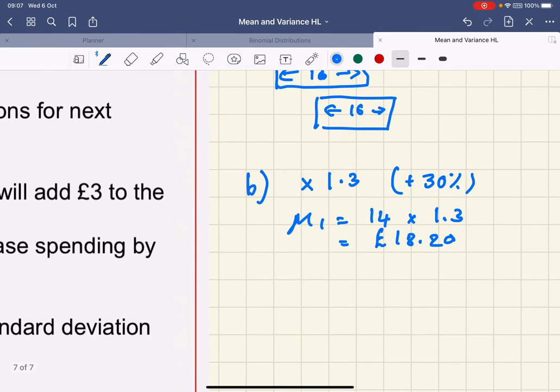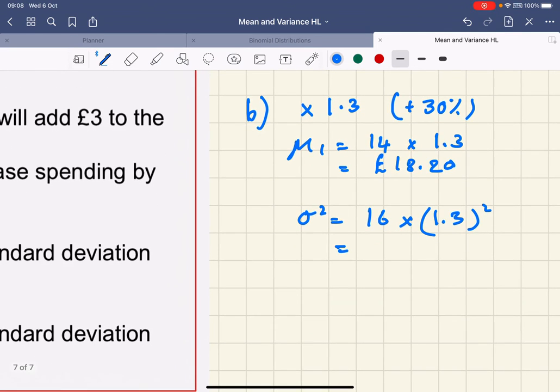And with the variance, what's going to happen is I multiply that 16, which is my original variance, by 1.3 squared. And that gives me 27.04 rather. And what I can do now to work out my standard deviation, I could just take the square root of the answer, which gives me 5.2.